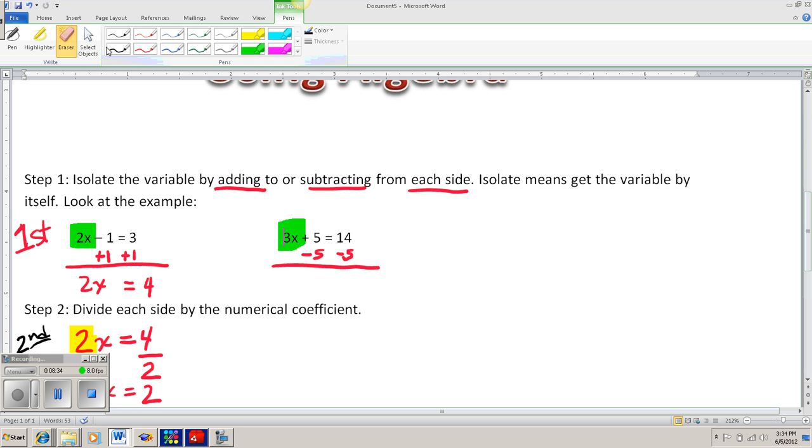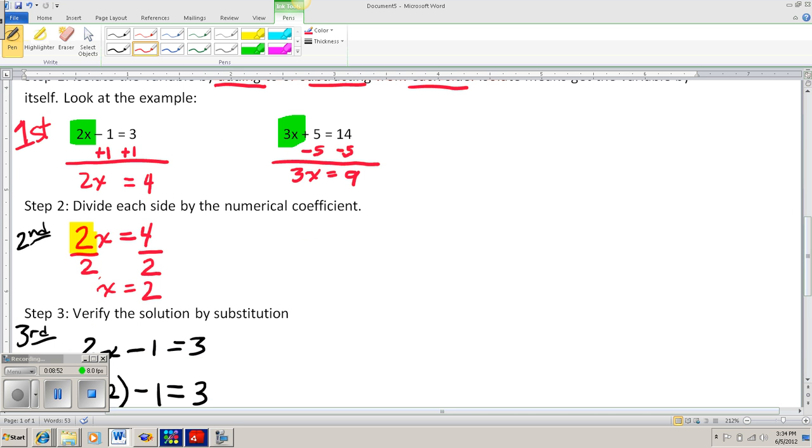Okay, so I'm going to go ahead and do that. If the left side of the equation is 3x plus 5 and I take away 5, I'm left with 3x. On the right side of the equation, if I have 14 and I take away 5, I'm left with 9. Okay, that's the first step that's done. Second step is I'm going to take this simplified equation, write it down here, 3x equals 9.